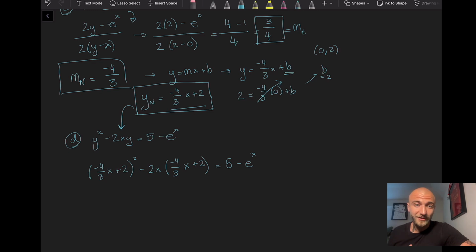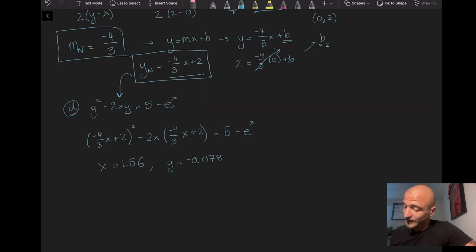Now, all we need to do is solve this. And to solve this, the easiest thing to do would be to plug this into a calculator and graph it. There are lots of different strategies since it's paper 2. So let's go ahead and do that. When I plug this into my calculator, I get that x is equal to 1.56. That's what makes this expression true.